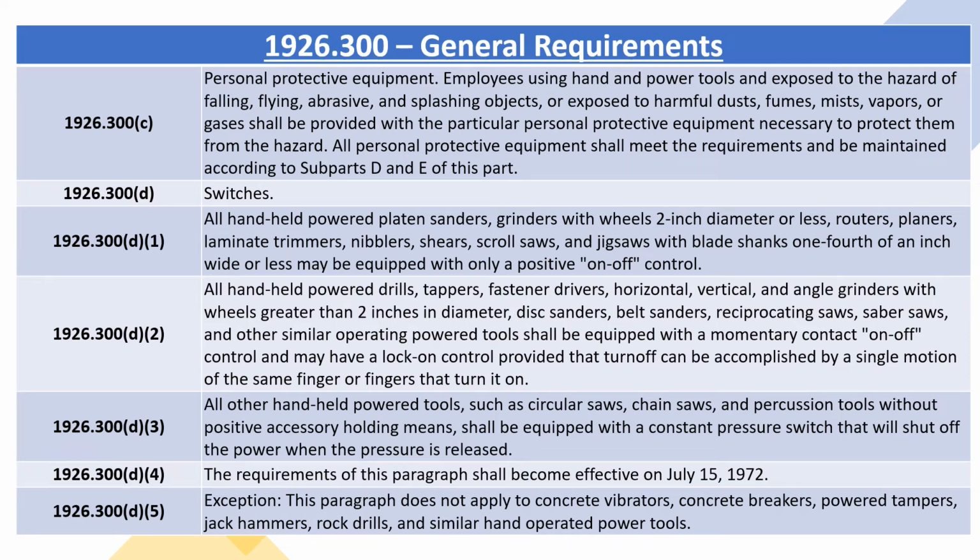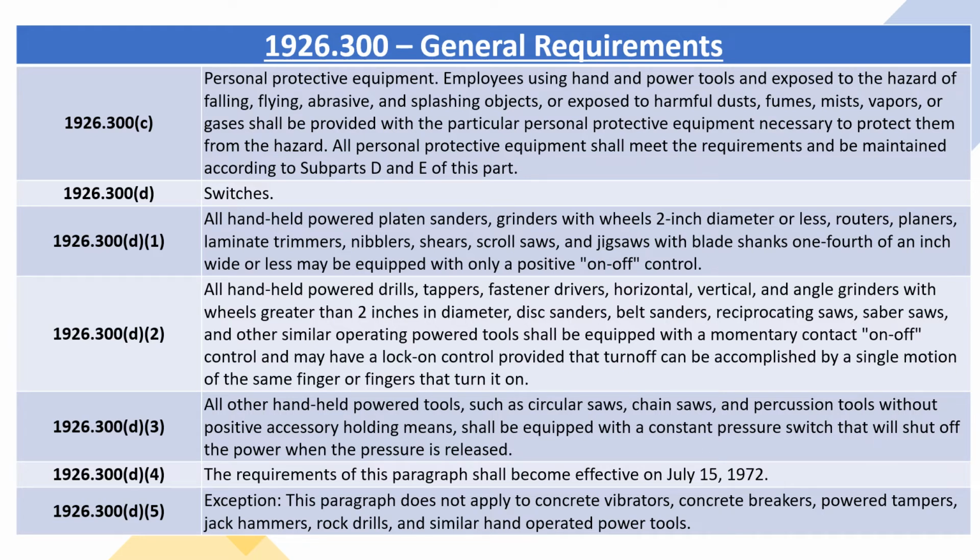1926.300 (c) Personal protective equipment. Employees using hand and power tools and exposed to the hazard of falling, flying, abrasive, and splashing objects, or exposed to harmful dusts, fumes, mists, vapors, or gases shall be provided with the particular personal protective equipment necessary to protect them from the hazard. All personal protective equipment shall meet the requirements and be maintained according to Subparts D and E of this part.